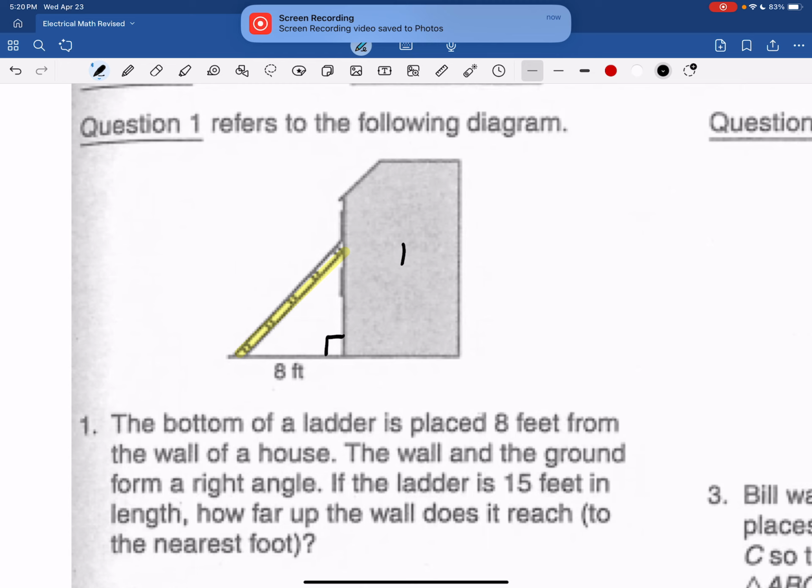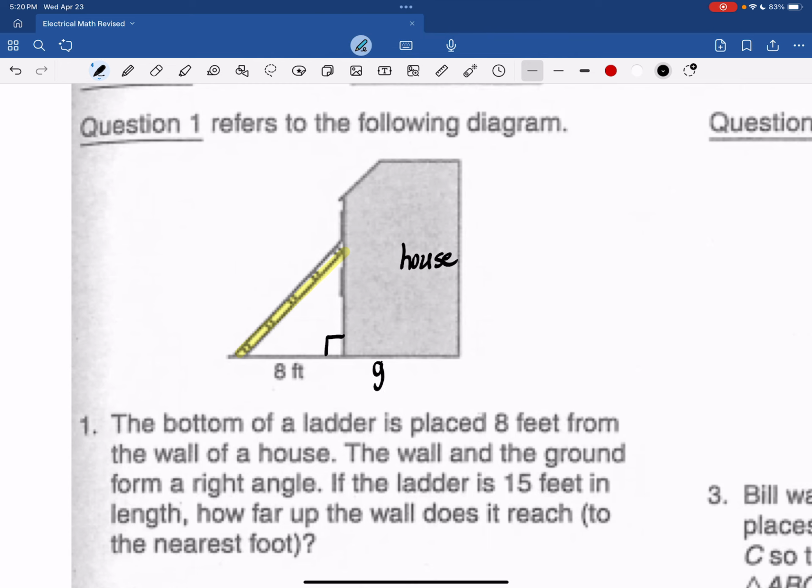And we have a house. We have the ground. And let me just highlight those other pieces for you. Here's one of the legs that's hooked to the right angle. Here's the other leg that's hooked to the right angle. And we know that that one is 8 feet.